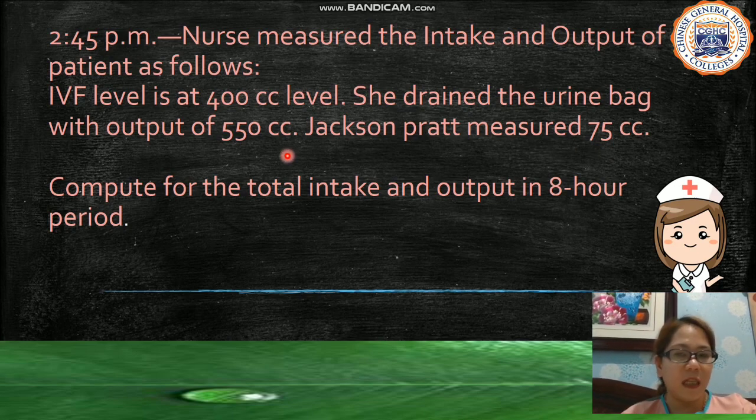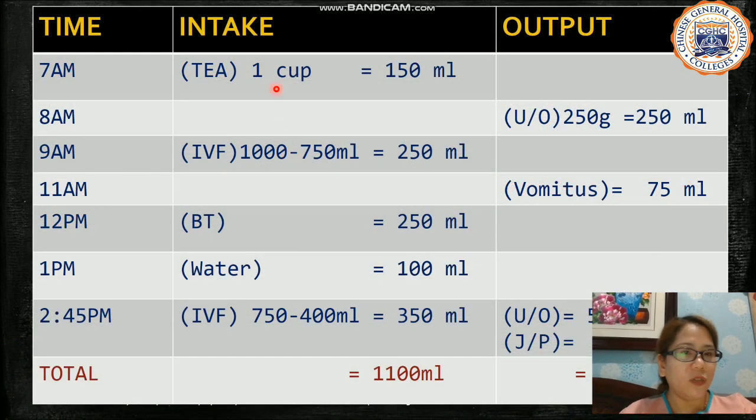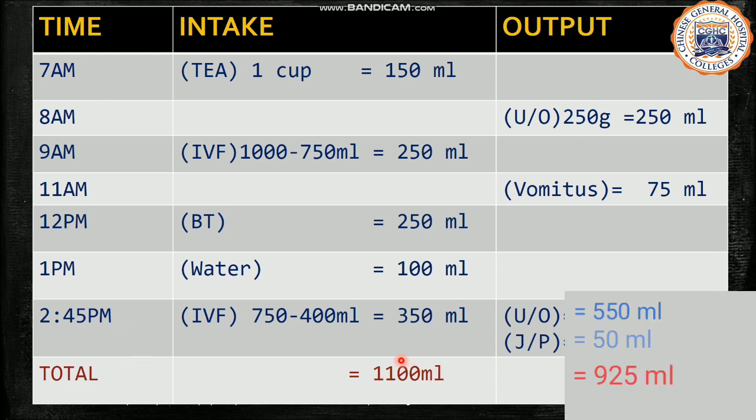So, compute for the total intake and output in 8 hours. Ito na yung ating entry lahat, from 7 a.m. up to bago mag-end yung shift ni nurse. So, ang total intake mo is 1,100 ml. Then, the total output is 925 ml. Itutuloy naman natin to. How will you write this down doon sa form? May form tayo. Ito na yung result ng ating intake and output na na-compute natin based sa 7 to 3 p.m. na shift ni nurse. Ilalagay na natin ito sa form.